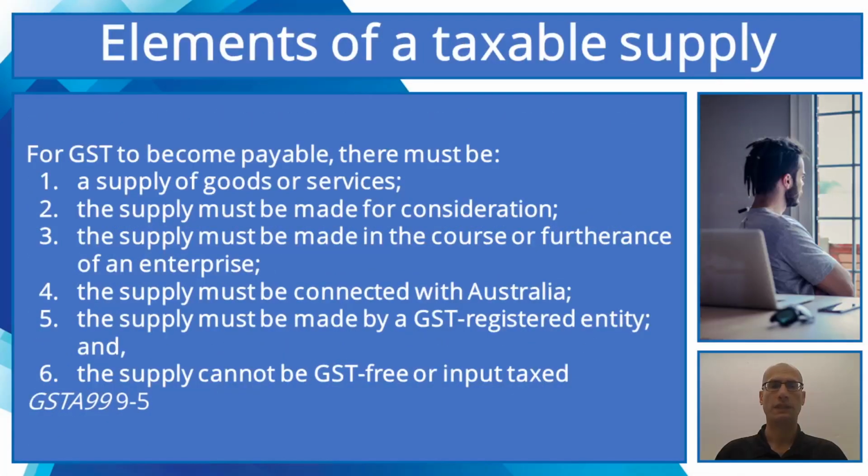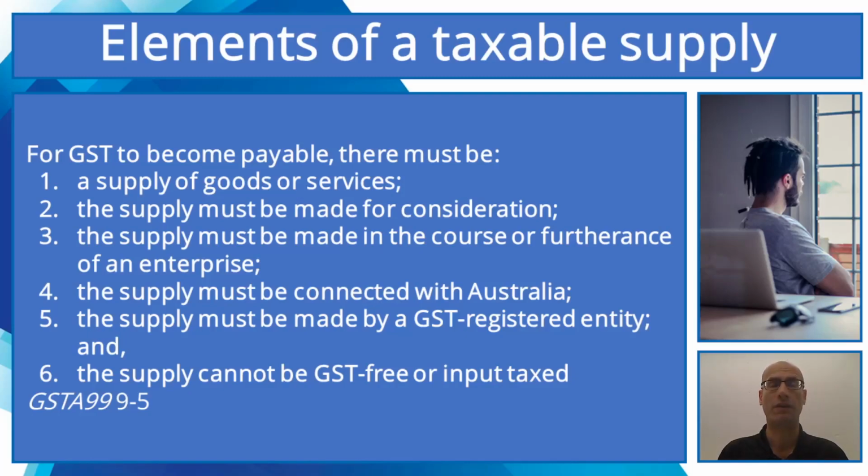In order for GST to arise on a particular supply, a series of elements have got to be met as part of that. And some of these are going to seem pretty straightforward. So obviously the first element is that there is actually a supply of goods and services. The second thing is that the supply has to be made for consideration. Now, this, ultimately is a question of evidence based on the circumstances, but the key thing to note is that a pure gift will not be deemed to be a supply as part of that.